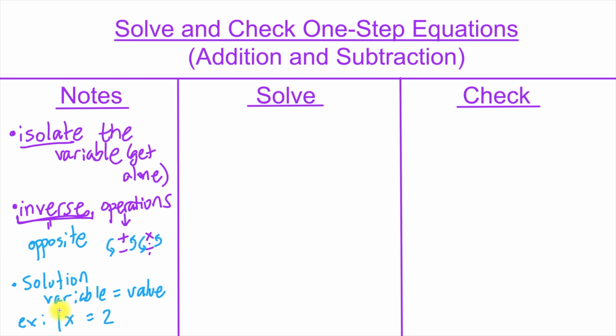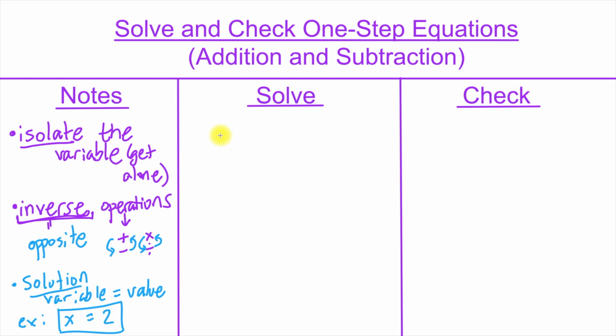This is the format for a solution, because this is saying, hey, the only value that will make the statement true, the equation true, is when x equals 2. Okay, so our goal is to isolate the variable using inverse operations to get a solution. Now knowing that, let's try our first equation. So let's say we have x plus 2 equals 15.